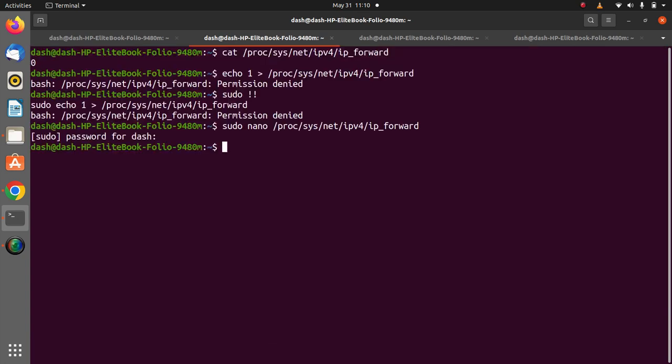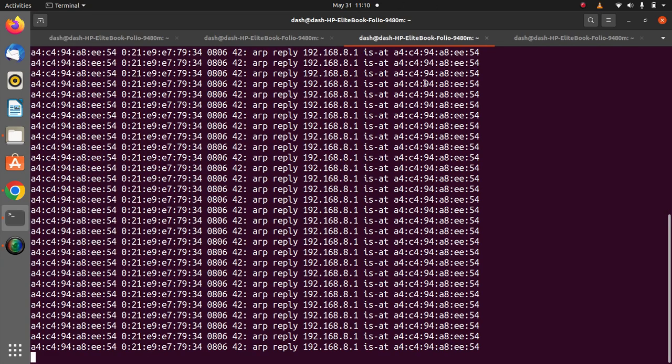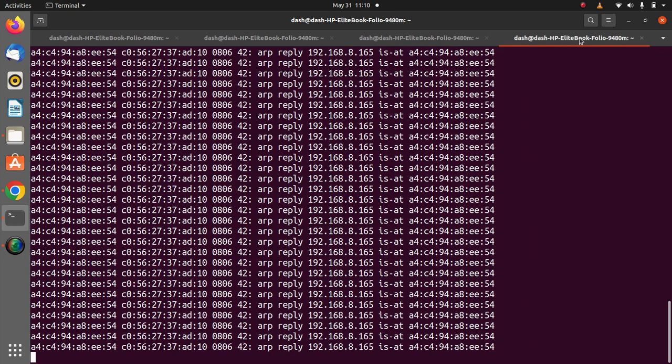So in this case, every packet that is being sent from this system comes through me to the router, and any response coming from the router goes through me to the system.